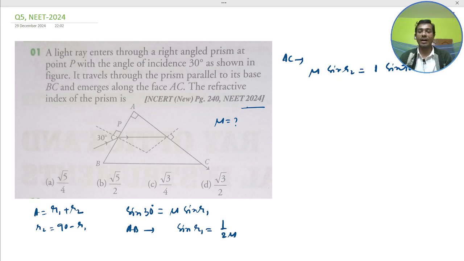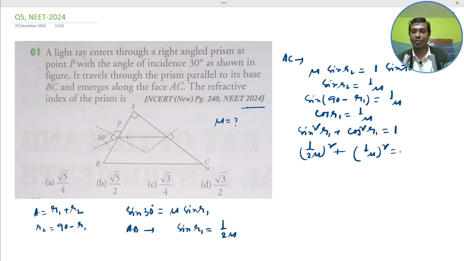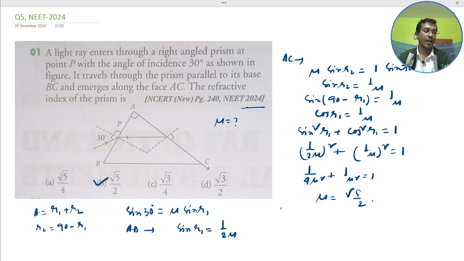So sine r2 is 1 by mu. This is sine of 90 minus r1, which is 1 by mu. So cos r1 is 1 by mu. We know sine square r1 plus cos square r1 equals 1, so 1 by 2 mu whole square plus 1 by mu whole square equals 1. So 1 by 4 mu square plus 1 by mu square equals 1. You just calculate, mu would be root 5 by 2. So B would be your correct answer, root 5 by 2.